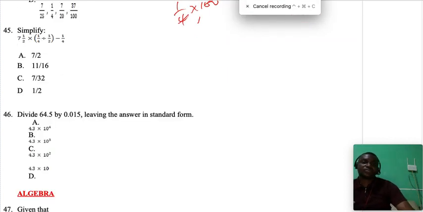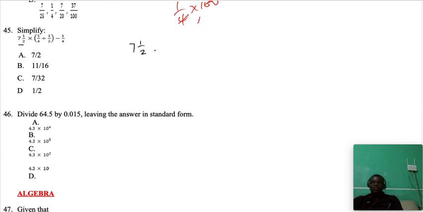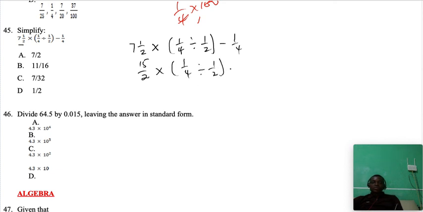Okay, so let's now continue to question 45. So we have been given a particular fraction to solve. So we have 7 whole number 1 over 2 times this. So let's change the mixed fraction. So we have 7 whole number 1 over 2 times, bracket open, 1 over 4 divided by 1 over 2, bracket close, minus 1 over 4. So let's change this. 7 times 2 is 14 plus 1, 15 over 2 times 1 over 4 divided by 1 over 2 minus 1 over 4.